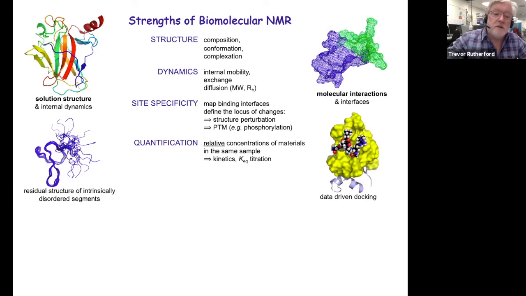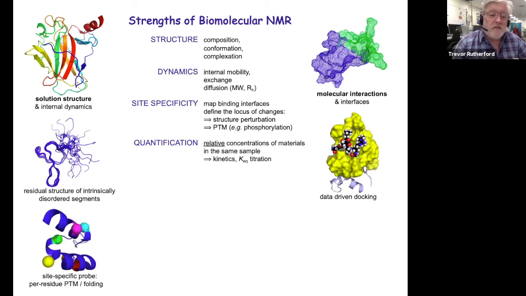experimental data-driven approaches. The principal advantage that NMR gives over other forms of spectroscopy is that it provides a separate signal for every nucleus, every atomic nucleus in the molecule. And therefore you have site-specific resolution as to what is going on inside the molecule. It's a crucial advantage of NMR spectroscopy that we'll come back to again and again. So we are able to identify the locus of any changes and perturbations in structure and post-translational modifications, for example.